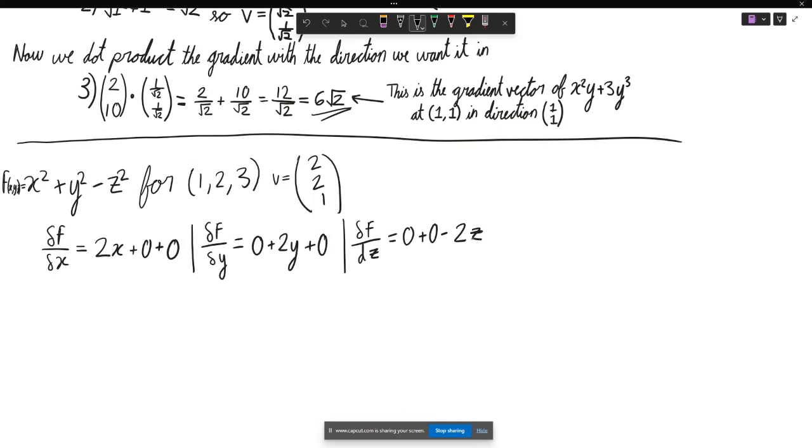So that's cool. Now that we have this, we can say that the gradient that we want to work with is 2x, 2y, and minus 2z. You happy with this? I mean, Kevin's clearly happy with it, so that's good. Right, so what do we do from here now? So we have this. What was the next step?